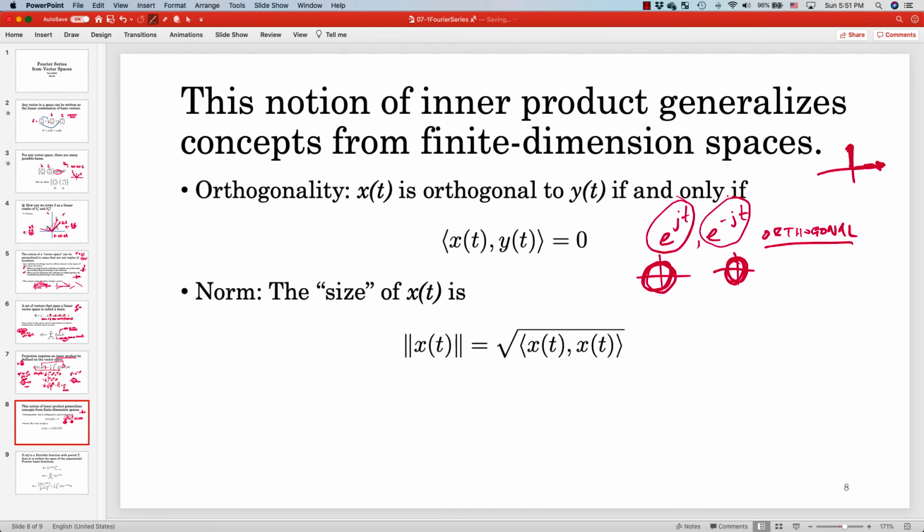And the other big concept that grows from finite dimensional vector spaces to infinite dimensional vector spaces is this notion of size, or norm. The norm of a vector in a linear vector space is still the square root of the inner product of that vector with itself. This is also sometimes commonly written with the square on the other side. And so in our inner product space, this would be divided by the period length, integrate from 0 to T of the first function, x of t, times the conjugate of the second function.